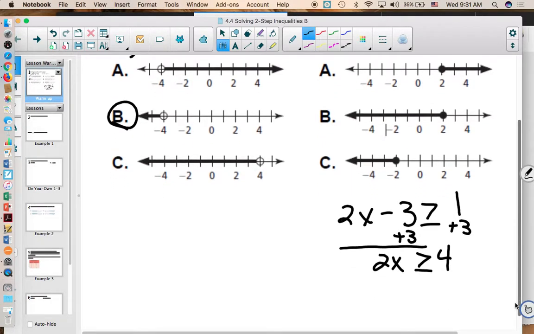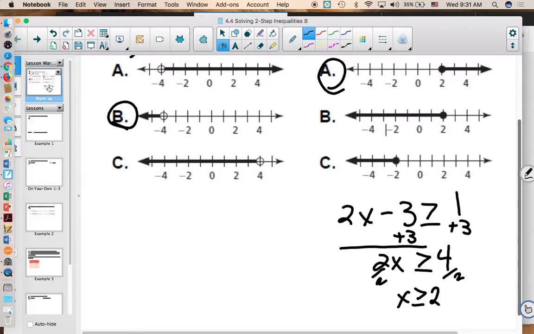What do I need to do next? What do I need to do next, Bryn? Divide both sides by 2. X is greater than or equal to 2. Okay? So which graph? A, B, or C? Cadence? A. Okay?